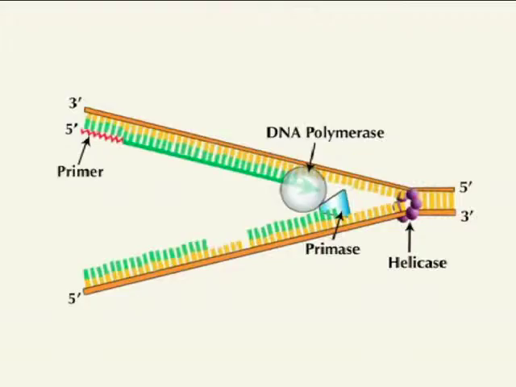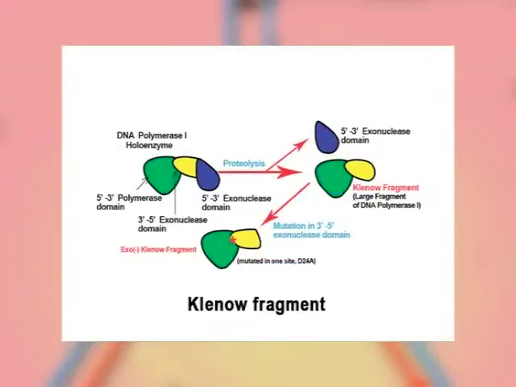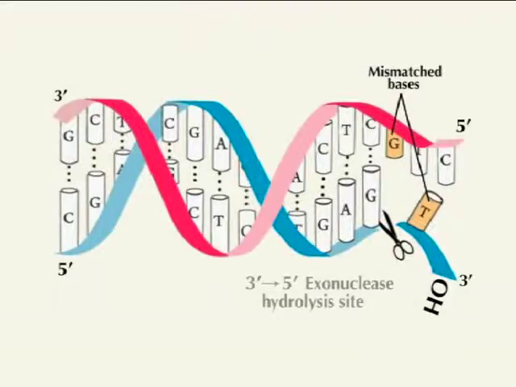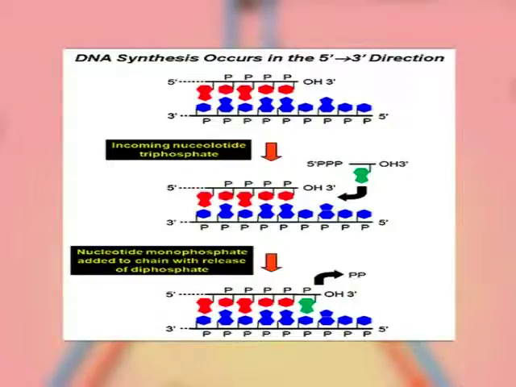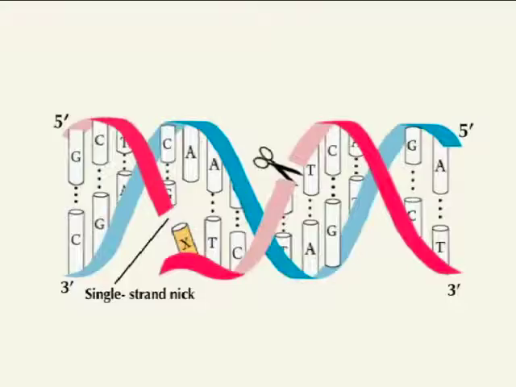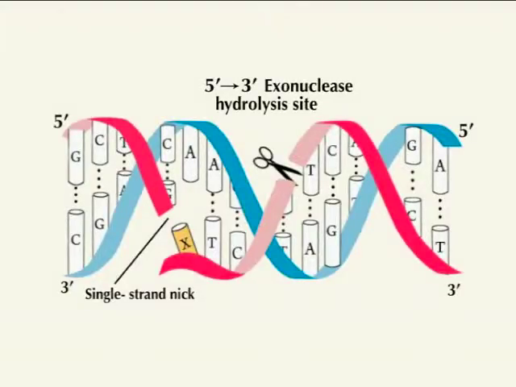The enzyme is mainly involved in removing RNA primers from Okazaki fragments and fills up the gap due to its 5' to 3' polymerizing activity. The important function of this enzyme is proofreading, which includes polymerizing activity and exonuclease activity. DNA polymerase 1 consists of two fragments. Number one, a larger fragment called Klenow fragment, which contains 3' to 5' exonuclease activity with 5' to 3' polymerizing activity. And number two, a smaller fragment which contains 5' to 3' exonuclease activity.